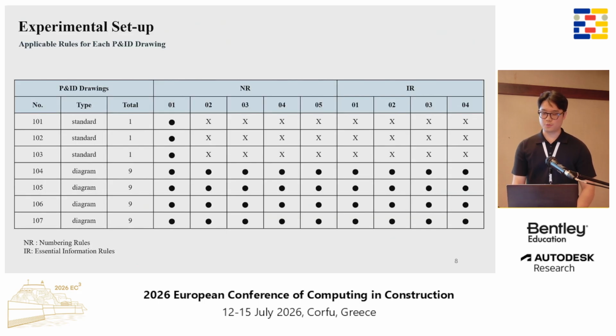For the data, we used 7 test P&ID drawings from an industrial plant project. The first 3 drawings, 101 to 103, are the standard drawings. They define the drawing conventions, the numbering schema, and the abbreviation codes used across the project. Drawings 104 to 107 are the actual P&IDs, and each of them lets us verify all 9 of our target rules.